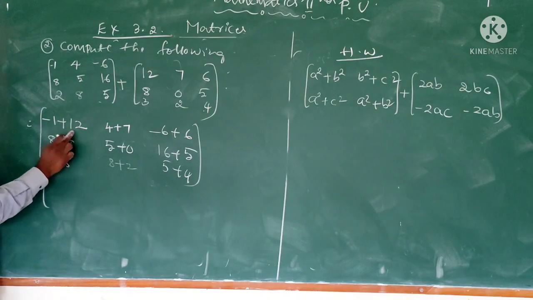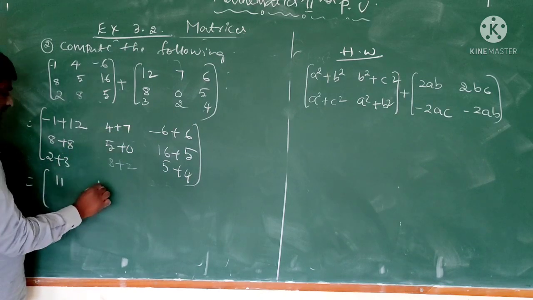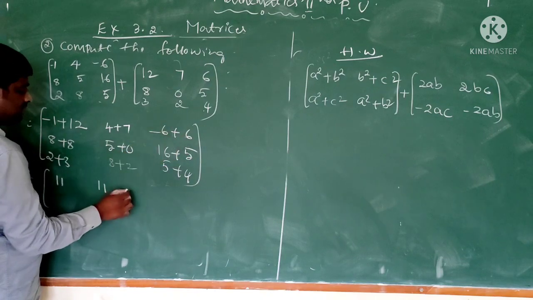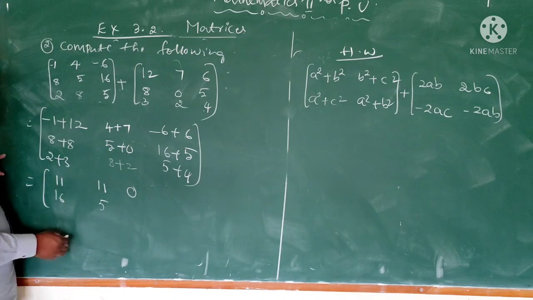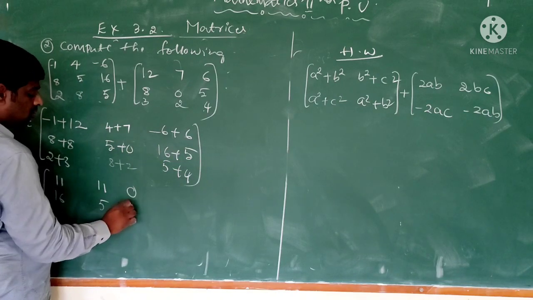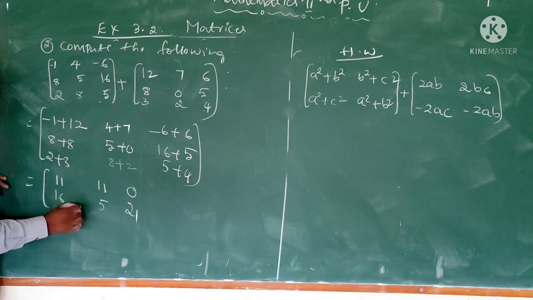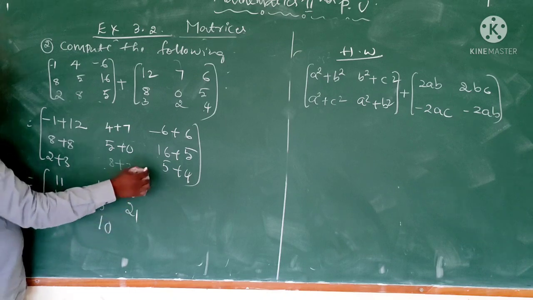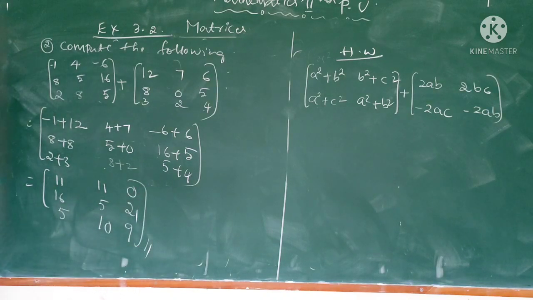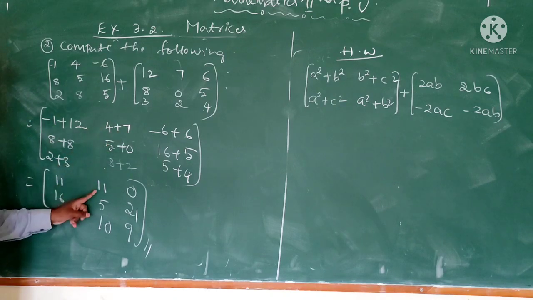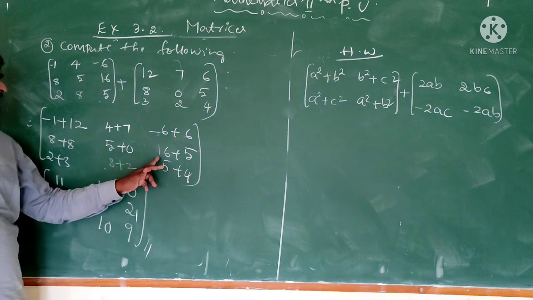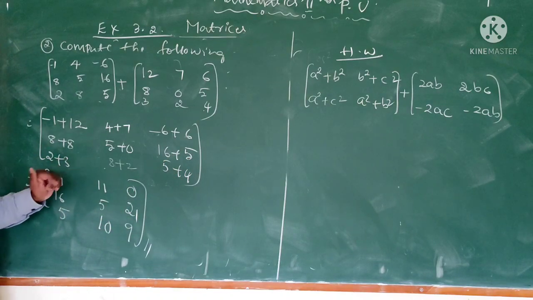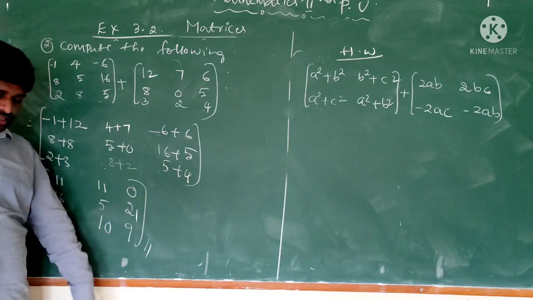Dear children, 12 minus 1 is 11, 4 plus 7 is 11. Minus 6 plus 6 is 0, 8 plus 8 is 16, 5 plus 0 is 5, 16 plus 5 is 21. Next, 2 plus 3 is 5, 8 plus 2 is 10, 5 plus 4 is 9. I think all of it is clear. We can add just corresponding elements. So 12 minus 1 is 11, 7 plus 4 is 11, 6 minus 6 is 0, 8 plus 8 is 16, 5 plus 0 is 5, 16 plus 5 is 21, 2 plus 3 is 5, 8 plus 2 is 10, 5 plus 4 is 9.